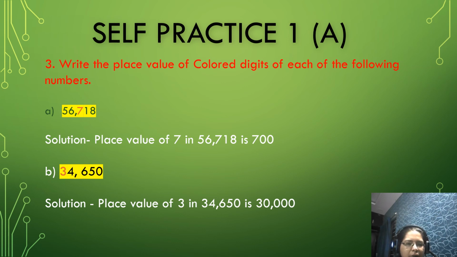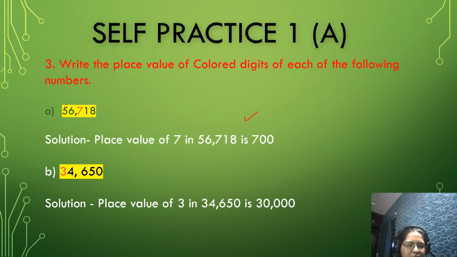Place value of 7 in 56,708 will be: 7 is in the 100 place. So 7 multiplied with 100 is 700. 7 is in the 100 place, so the place value of 7 will be 700.